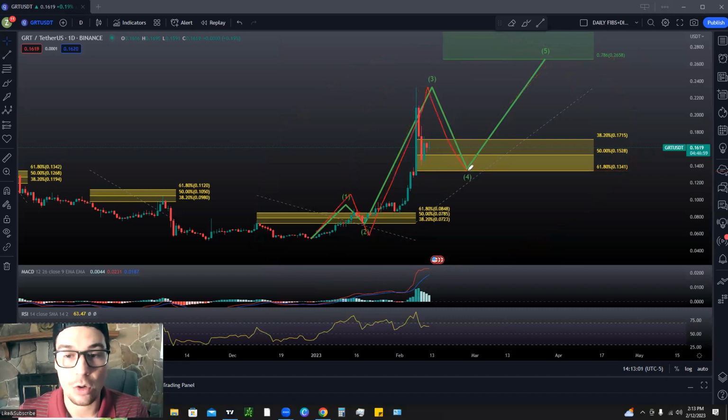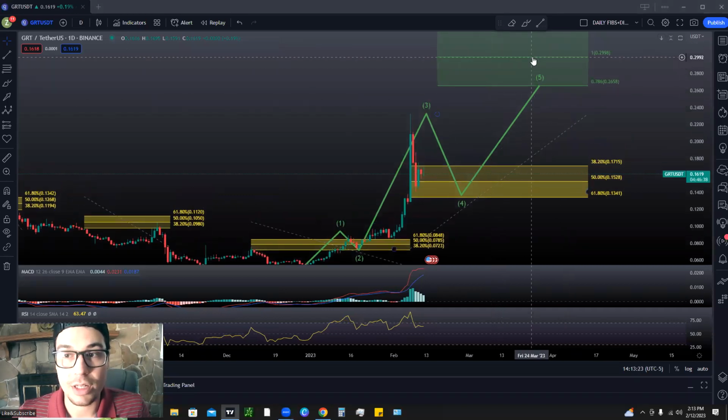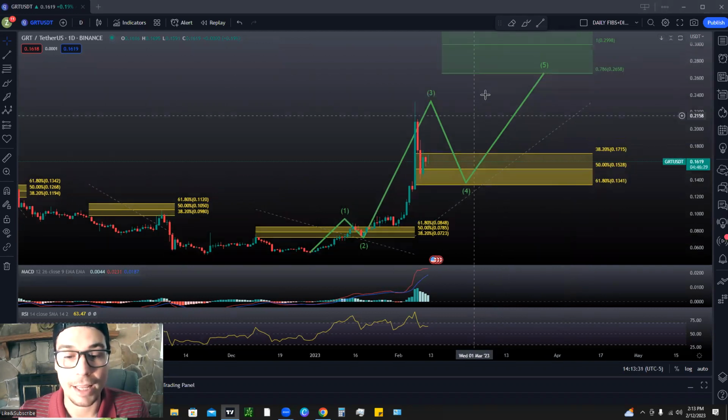So if we continue to hold above there, your bullish price targets are going to be the extension of your wave 3 to 4. So what that means is that we're looking to see the 1.0 extension, from here to there. And this is the 0.786 right here. That's a more realistic price target in my mind. But the 1.0 extension is actually going to be 0.2998. So if we are able to get above 0.2658, we could hit 0.2998.